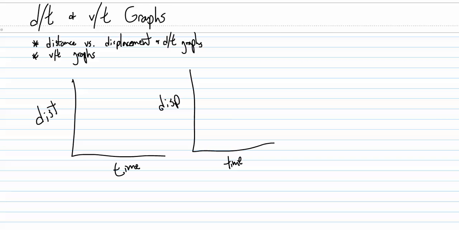Okay, I'm going to start with a difference between two different kinds of d's here. We've got d standing for distance and d standing for displacement. So what is the difference?